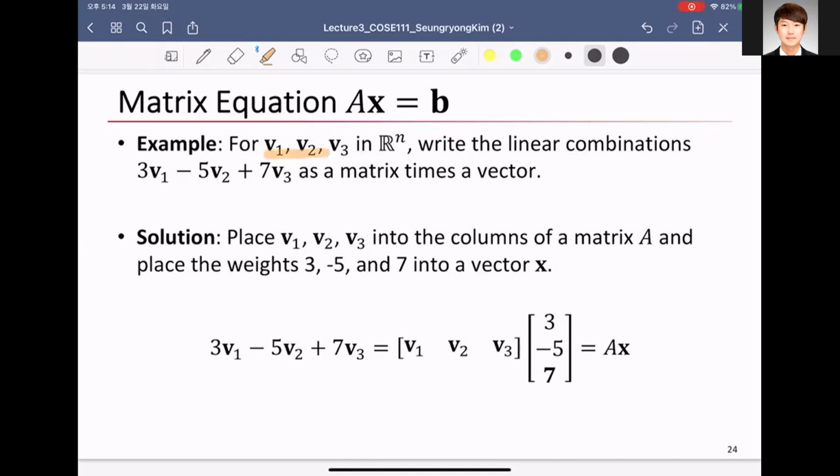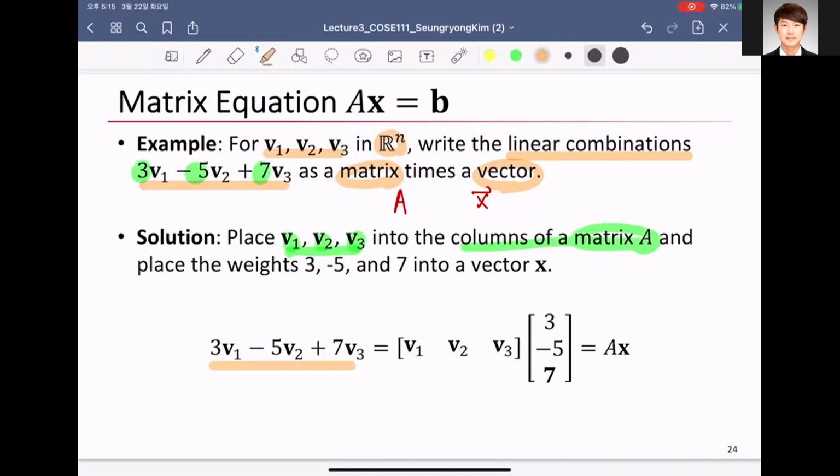Example: for v1, v2, v3 in R^n, write the linear combination 3v1 minus 5v2 plus 7v3 as a matrix times a vector. Matrix times vector form, Ax format. So how can you do that? First of all, place v1, v2, v3 into the columns of matrix A. Then these, 3, negative 5, 7, are going to be the coefficients. So this is the problem, 3v1 minus 5v2 plus 7v3.